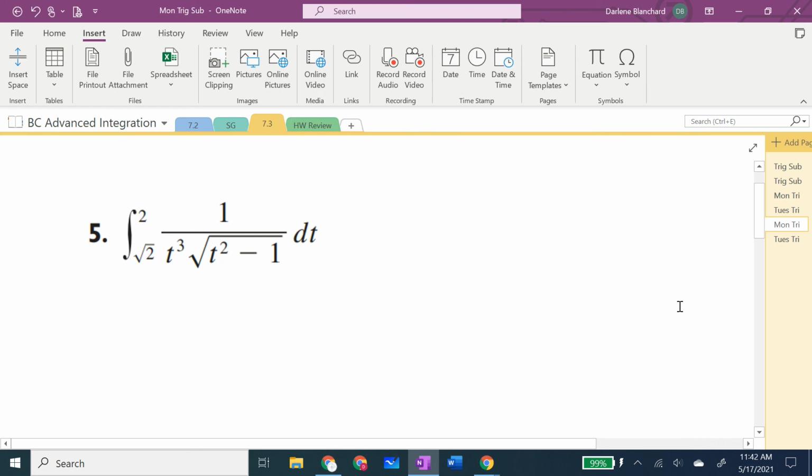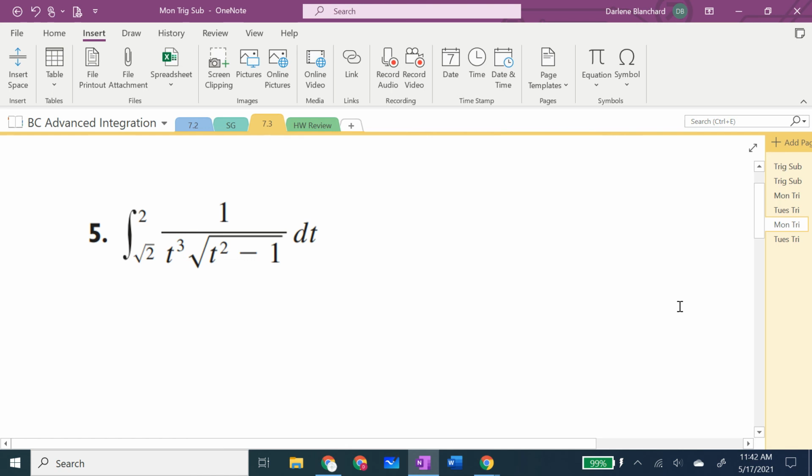Here is our first problem today. Here's our first problem for today. You need to take a look at it.